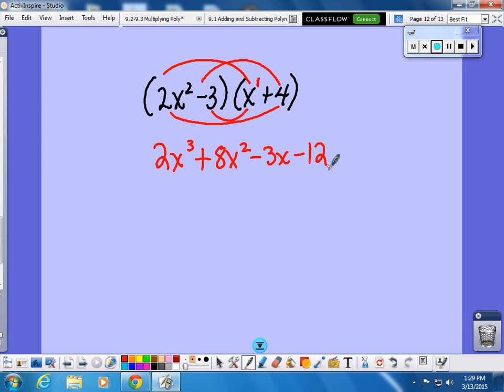Neither. How would we classify this polynomial? It's a degree of 3, a cubic polynomial with 4 terms. That's all we can say. That's my answer. That's as far as I can go.